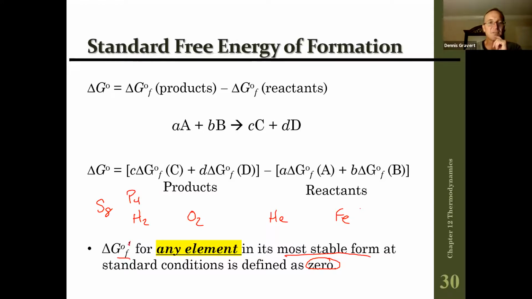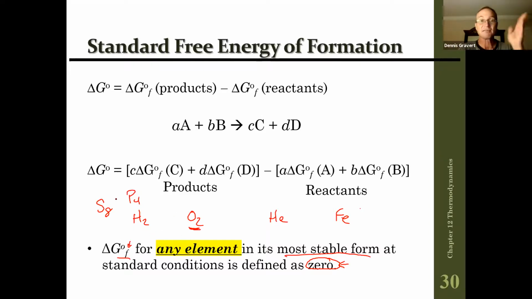Let's think about it. What's this F stand for? It says how much energy it took or was released when we made the compound. Wait, if you're starting with the element, that's its natural state. We didn't make it. It started out that way. So we're just defining the free energy to make the standard elements as 0. Didn't take any energy, none released or given off to do it.